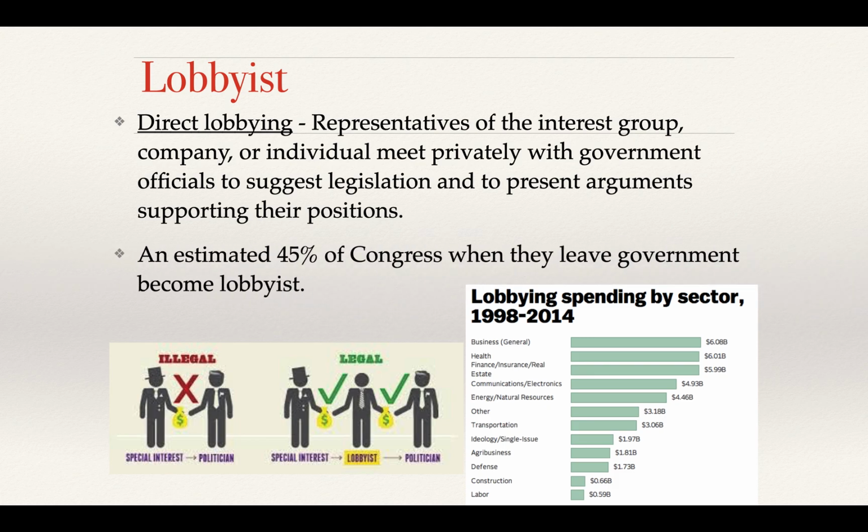This is what's interesting, too. An estimated about 45% of congressmen and women, when they leave government, they become lobbyists. Wow. That's a better paying job. In Congress, you might only make like $130,000 or $150,000 a year. Senators might make closer to $100,000. But if you're a lobbyist, you can make a lot more than $200,000 a year.